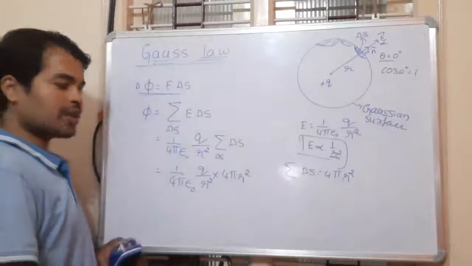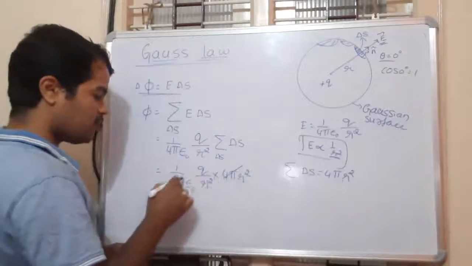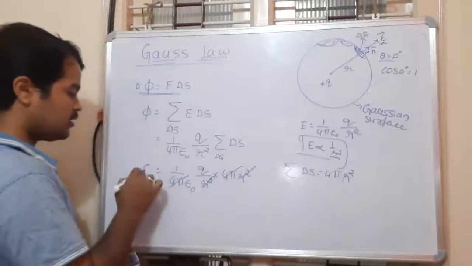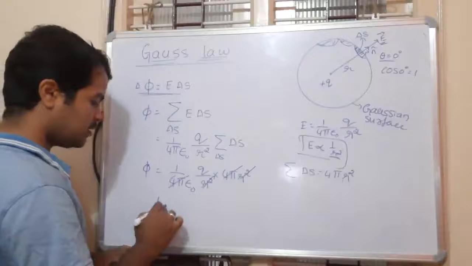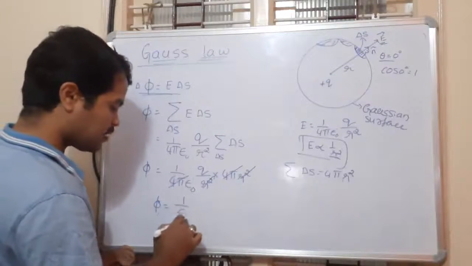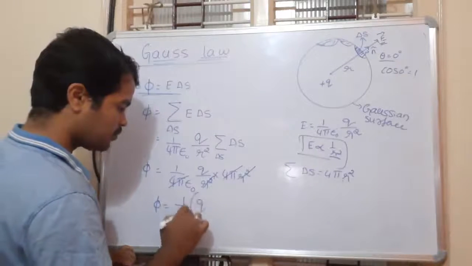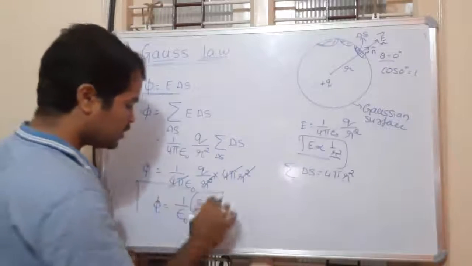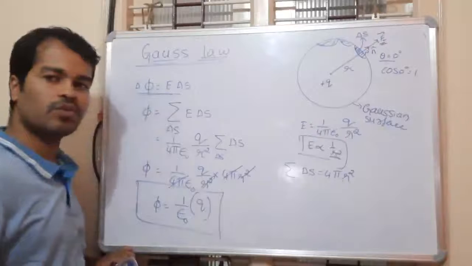Now look at what is going to cancel. Here 4 pi and 4 pi are going to cancel. Here r square and r square are going to cancel. Then the total flux is given by 1 by epsilon naught times Q, where Q is the charge inside. So this is what Gauss law says. That is the proof of Gauss law.